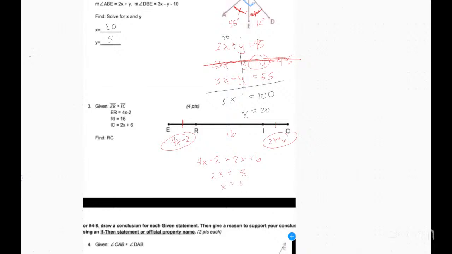So if x is 4, what's RC? If x is 4, 4 times 2 is 8, and then plus 6 is 14. And so what's this whole thing? 30. Very good. Okay, that's how you would do that one.